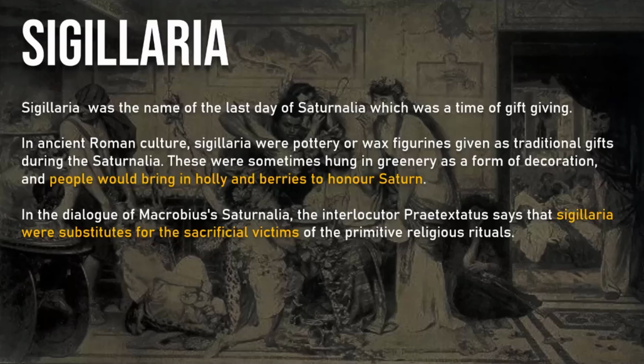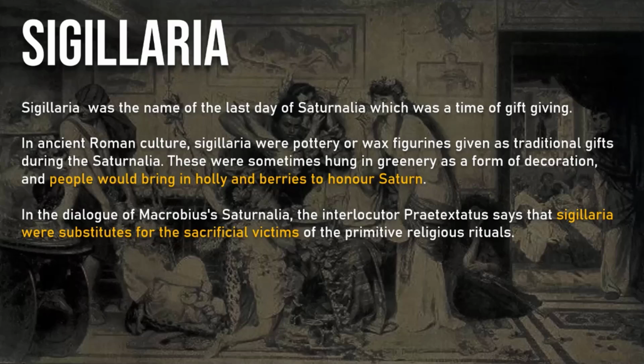Sigillaria was the name of the last day of Saturnalia, which was a time of gift giving. Ooh, this sounds familiar. So that would have been the 25th. That's the last day. In ancient Roman culture, sigillaria were pottery or wax figurines given as traditional gifts during the Saturnalia. These were sometimes hung in greenery as a form of decoration, and people would bring in holly and berries to honor Saturn. Well, it looks like we haven't given up the holly wreath.